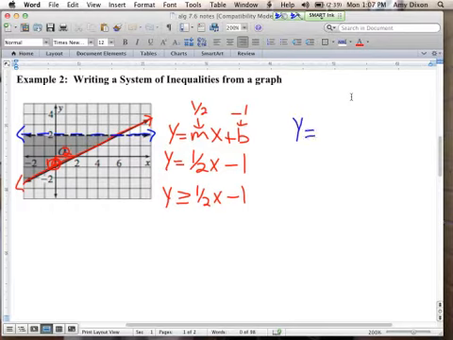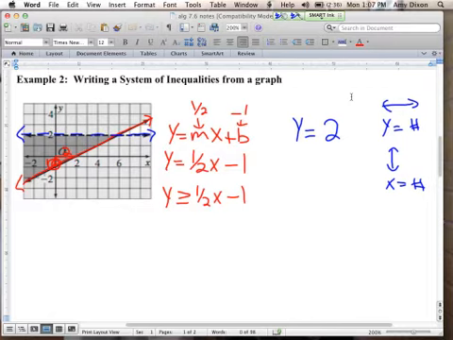I've told you guys this several times. If it's a horizontal line, it's y equals some number, wherever it goes through the axis. If it's a vertical line, it's going to be x equals some number, wherever it crosses the x-axis. So those are the equations of vertical and horizontal lines. You can't forget how to do those.